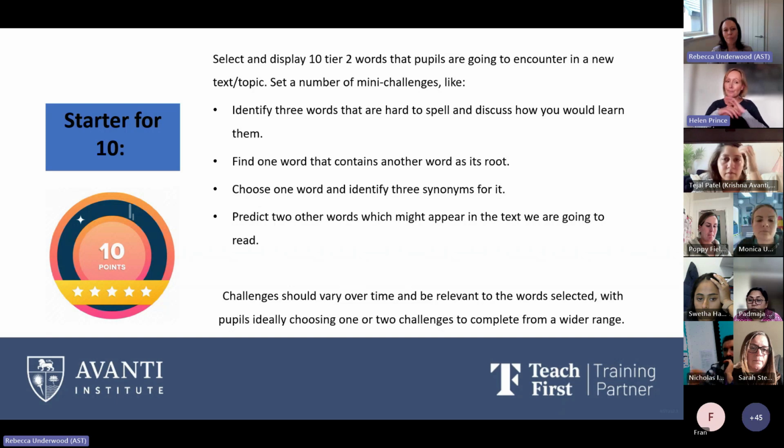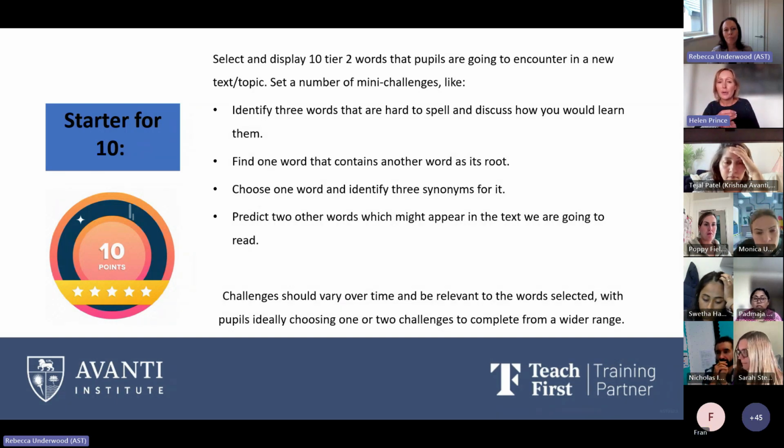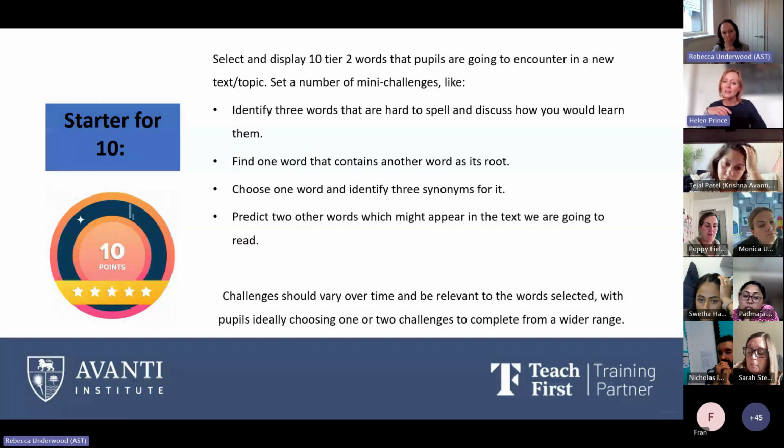So, literally, this is a 5-10 minute activity. Identify 3 words hard to spell and tell the rest of the class how they could learn them. Find a word that contains another word as its root. And you might have a whole page of text. You might just have a short piece. You might have a poem. You might have lyrics. Choose a word, identify 3 synonyms, predict 2 other words that can appear in the text we're going to read. Prediction is really important, isn't it?